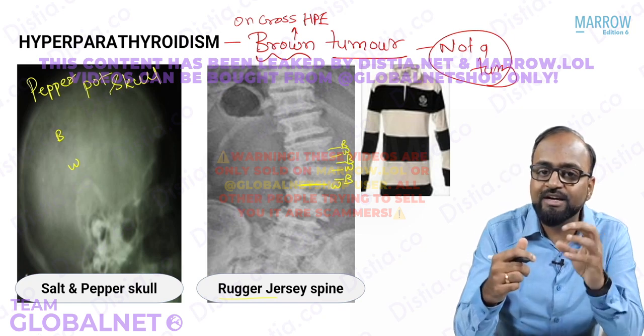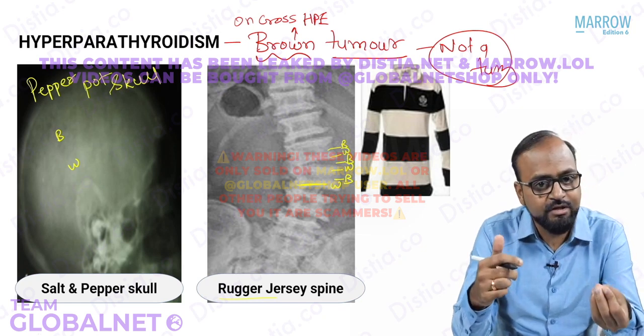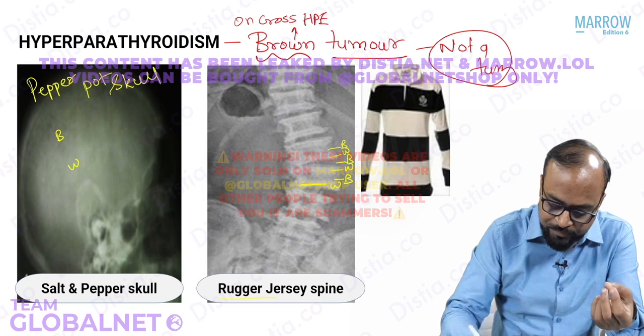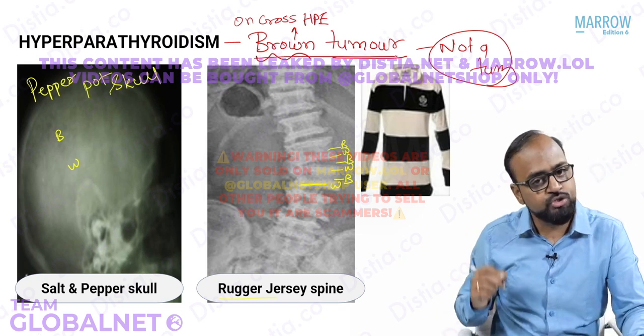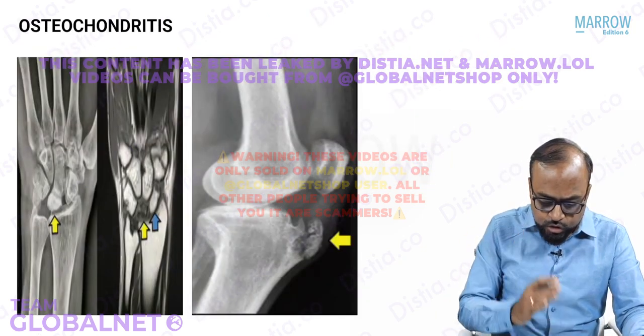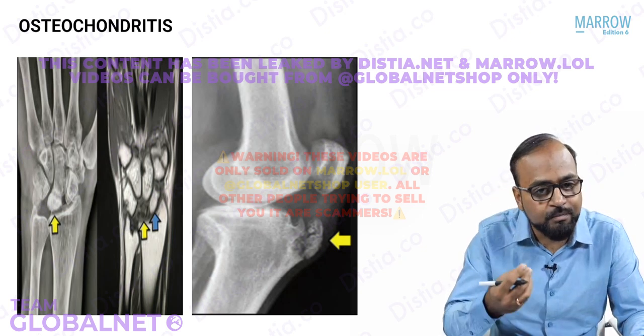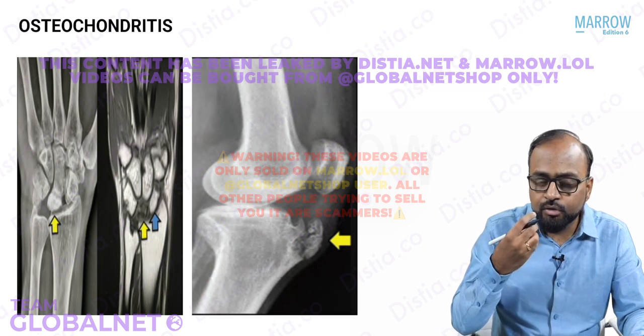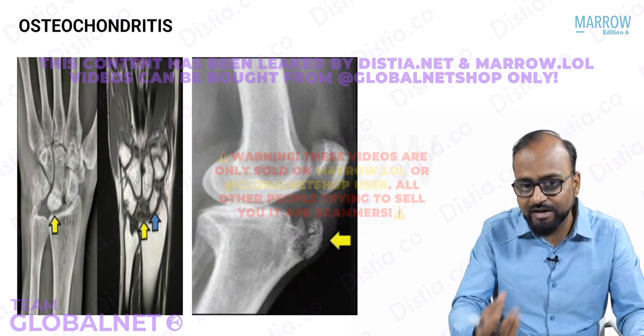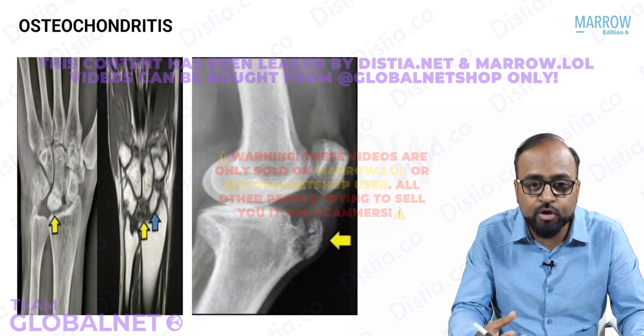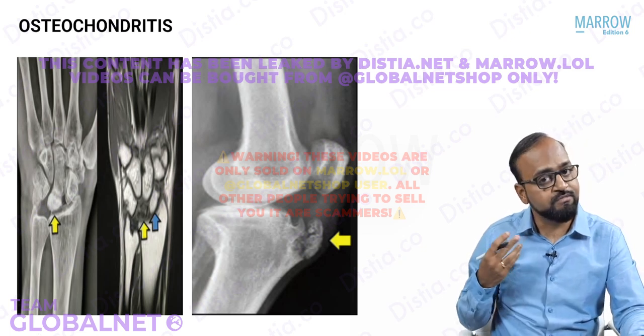So these well-defined lucent lytic lesions can be seen inside the bone sometimes in hyperparathyroidism. That is called brown tumors. Now see, osteochondritis is focal infarction involving bones, right? Focal reactive infarction or reactive damage involving specific sites in the body, and these specific sites are given specific names.